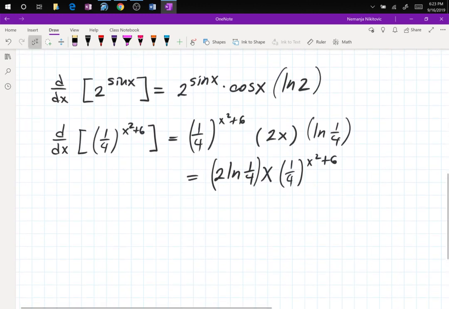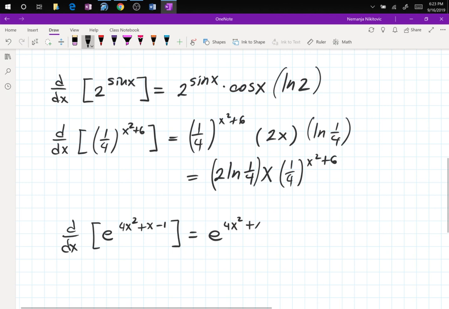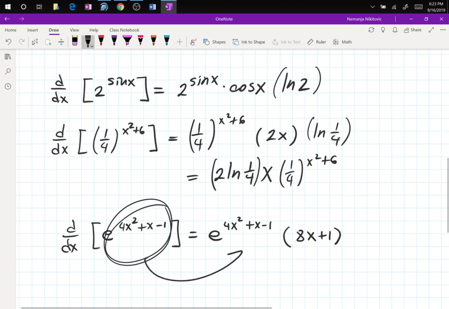Okay. So most of the time in your life, you will be taking the derivative of e to a function. So you say the derivative of e to the 4x squared plus x minus 1, whatever. You copy the same e to the 4x squared plus x minus 1, times the derivative, which is 8x plus 1, and you're done. It's just copy the same problem and then take the derivative of the exponent, and you're done. Most of the problems work out that way.